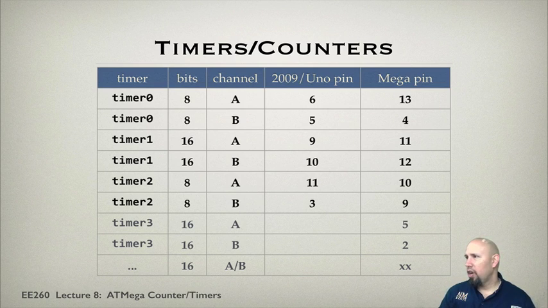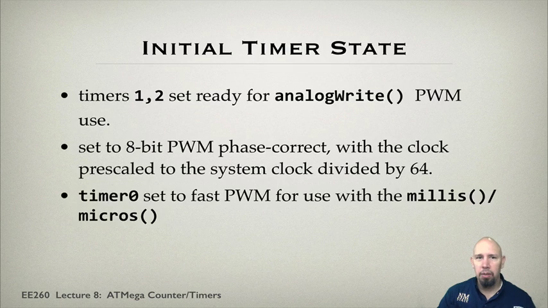Notice that there are 6 pins connected up to the 3 timers, and those 6 pins basically correspond to the places where we have pulse width modulation actually being used. So 3, 5, 6. These are some of the places where pulse width modulation is available.